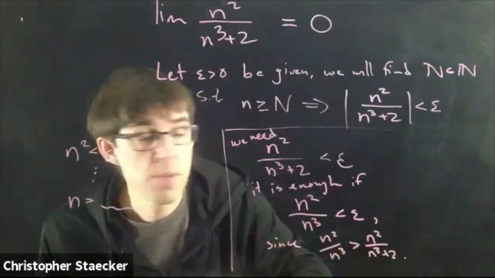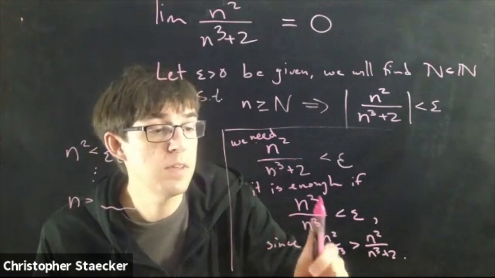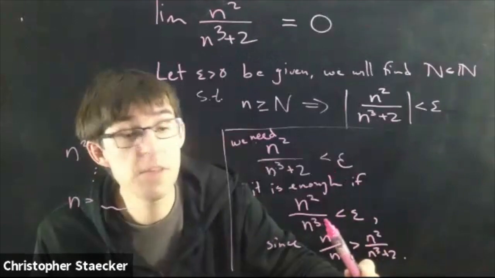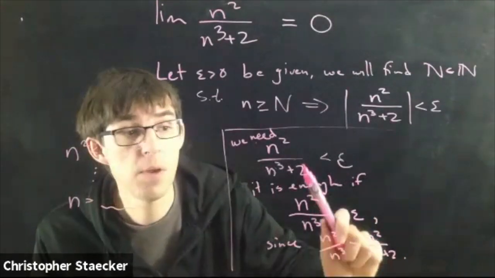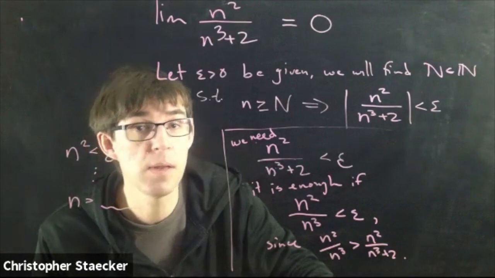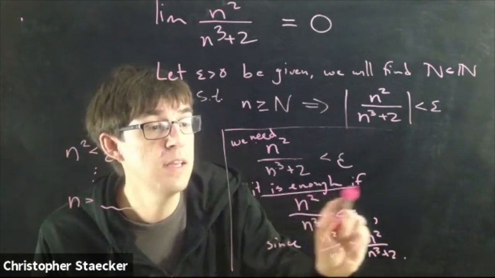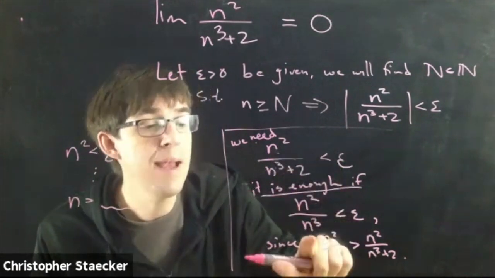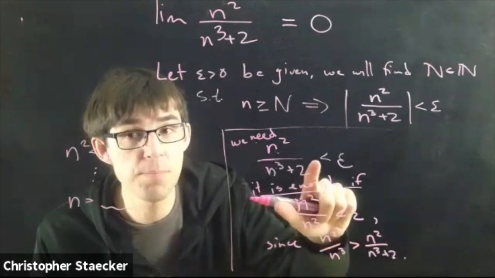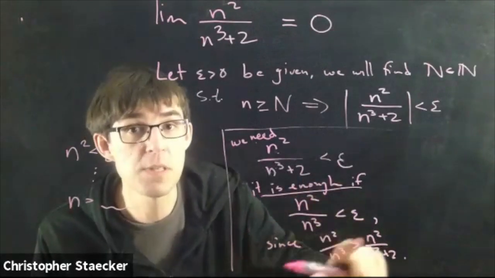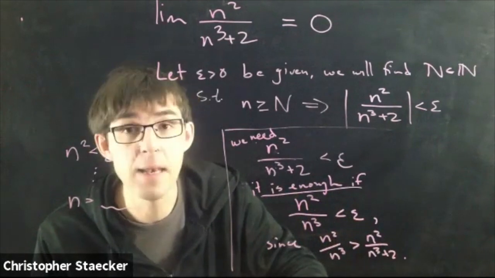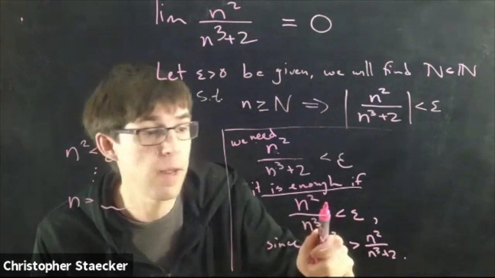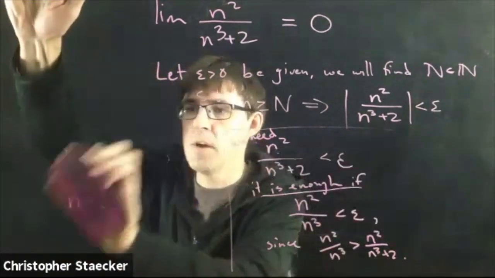What I did was I just forgot about the plus 2. And that's because this fraction is bigger than that one. So if I want this one to be less than epsilon, it's enough if this one is less than epsilon, this one being bigger than the one that we started with, all right? That's the trick. It's this little "it is enough if" trick, okay? You make this thing slightly bigger, but now it's much easier to handle because without the plus 2, we can simplify here and get the n by itself. What can we do to simplify? Well, n squared over n cubed is just 1 over n. So I'll continue over here.